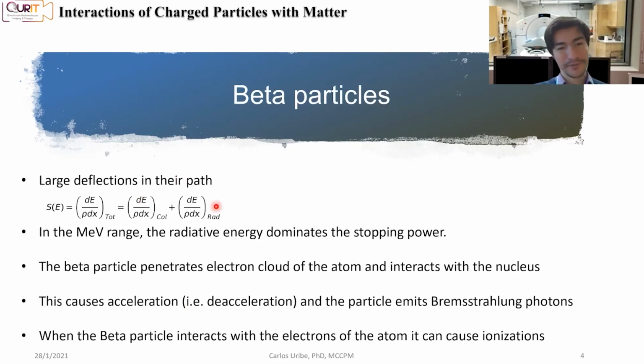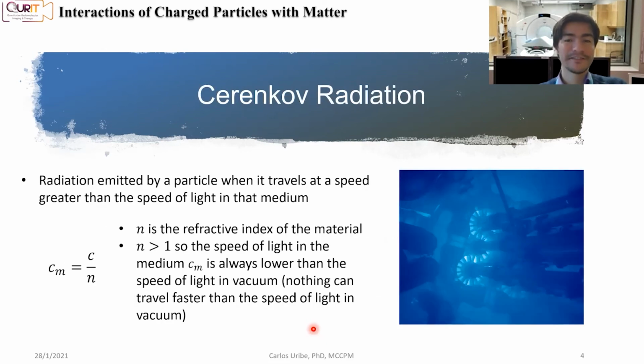Now for beta particles, we have to take into consideration both effects, collisional and radiative. In the mega electron volt range, radiative effects are the ones that dominate. And that happens when the beta particle penetrates the electron cloud of an atom and interacts with the nucleus. This deceleration is what causes what we talked about, Bremsstrahlung photons. And again, when beta particles interact with other electrons in the atom, they can also cause ionizations and excitations.